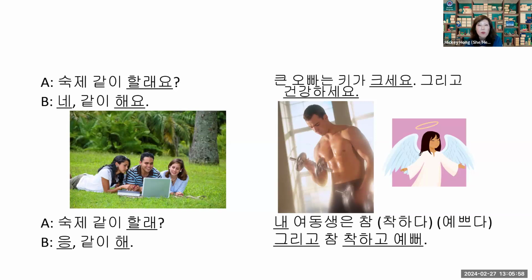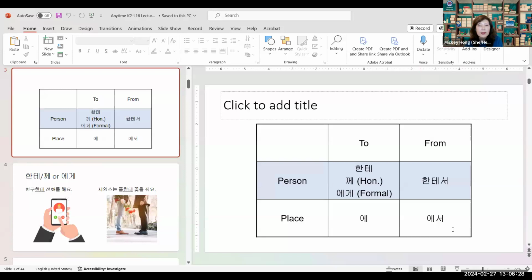And when you're talking about your older brother, you need to respect him. So you're describing him, 건강하세요, 크세요. You're talking about your younger sibling. You don't have to put the 요 in there because you're talking about your younger sibling. 착해요, 착하고 예뻐. That's it for lesson 16.